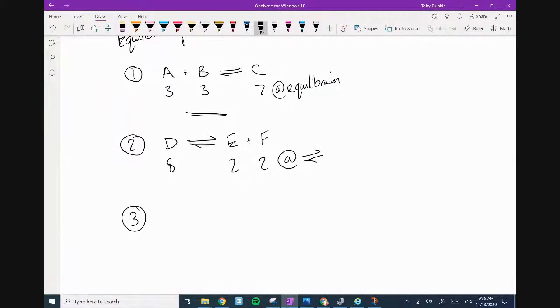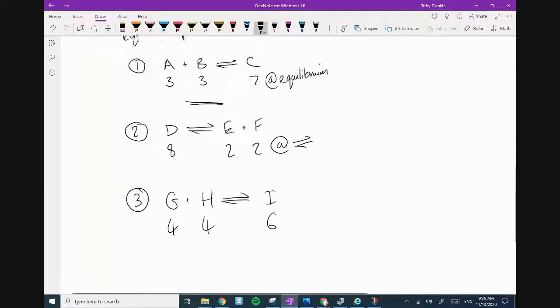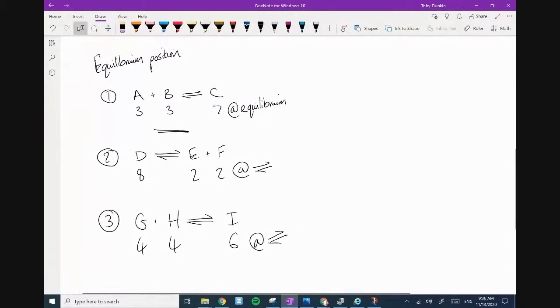And then equilibrium number 3. I'm going to go for G plus H goes in a reversible reaction to make I. And I'm going to tell you that I'm going to make 4, 4, and 6. Okay. So now the first thing, this is at equilibrium. I like it. So the first nota bene, we're going to put down nota bene.